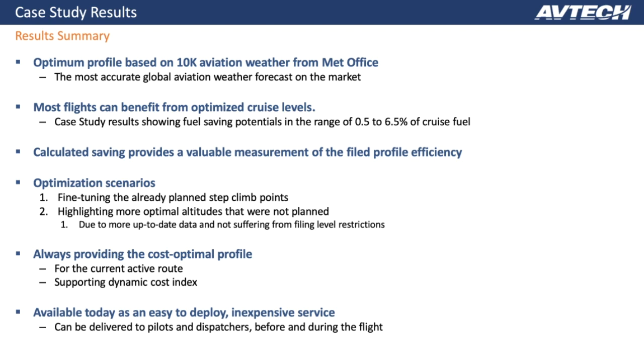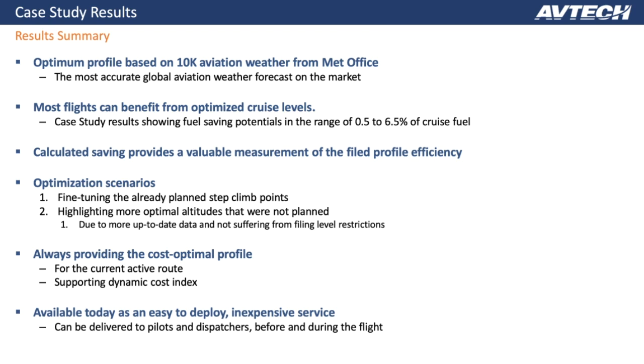We see typically two different optimization scenarios or combinations thereof, where we have a fine-tuning of an already planned step climb point, or we have quite different or completely different optimal altitudes that were not planned due to more up-to-date data and due to not suffering from the filing level restrictions.